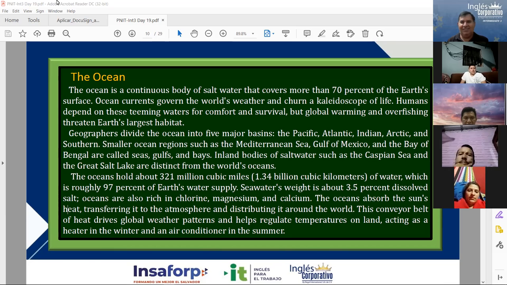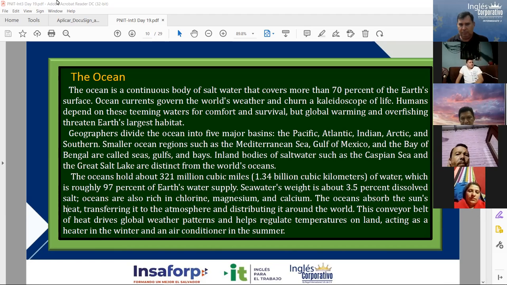The ocean holds about 1.34 billion cubic kilometers of water, which is roughly 97% of Earth's water supply. Seawater weighs about 3.5% dissolved salt. Oceans are also rich in chlorine, magnesium, and calcium.